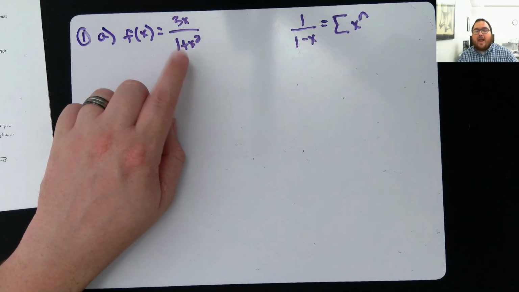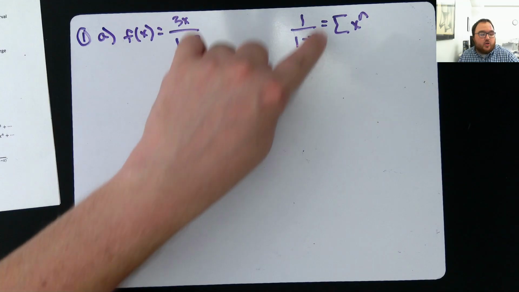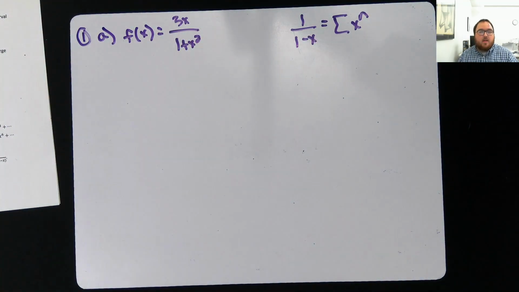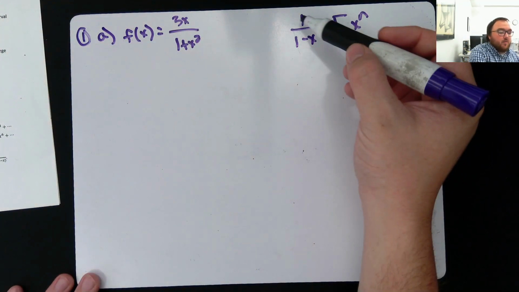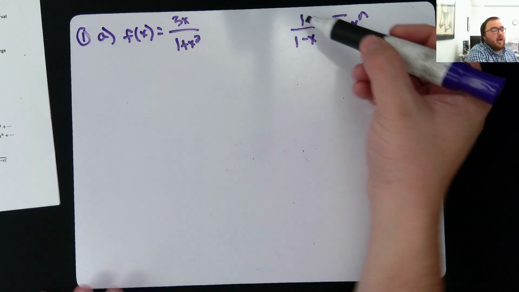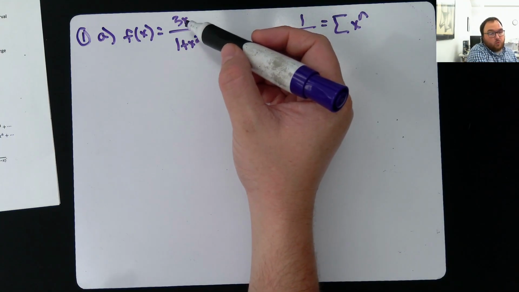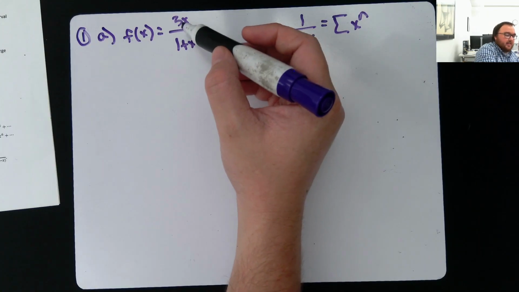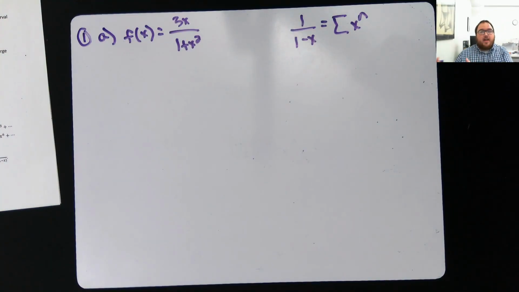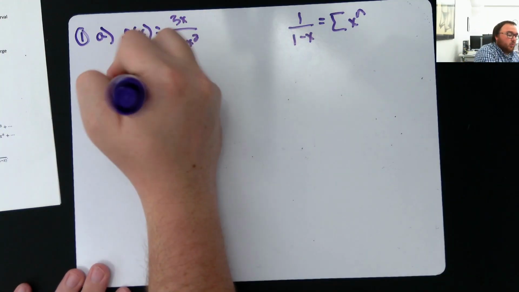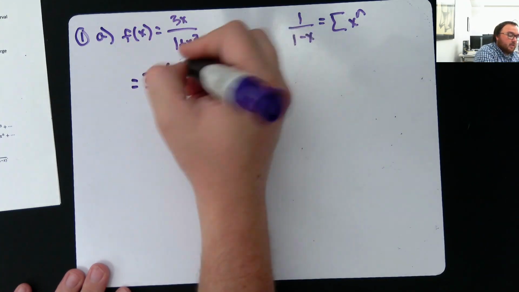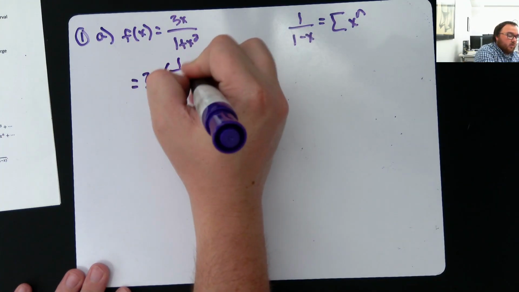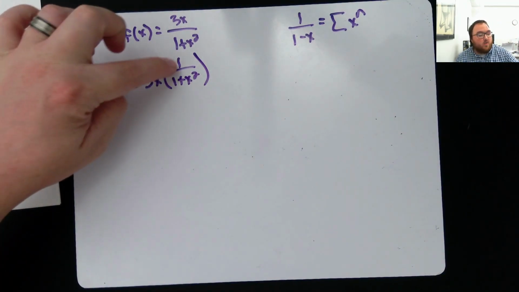Well, let's look at what I have right now and see how I can use this, okay? So first things first, instead of a 1, I have a 3x. So what I can do is just factor out 3x. So 3x times 1 over 1 plus x squared. That takes care of my 1.